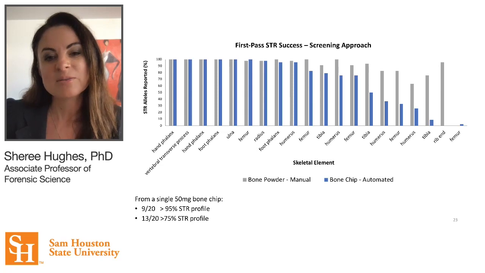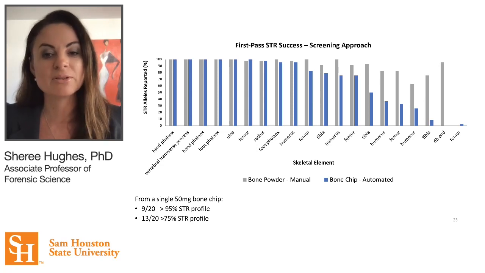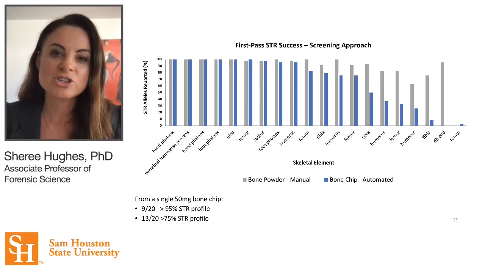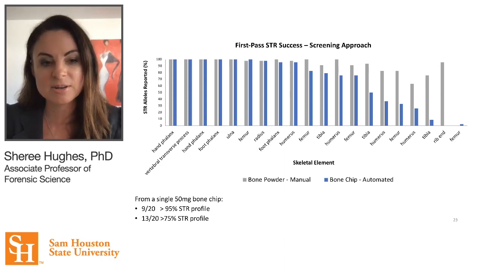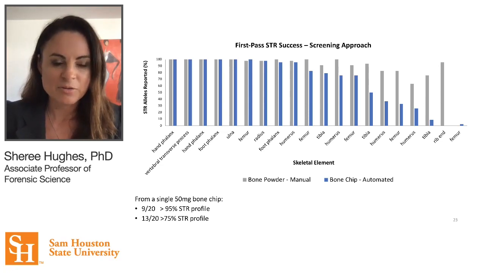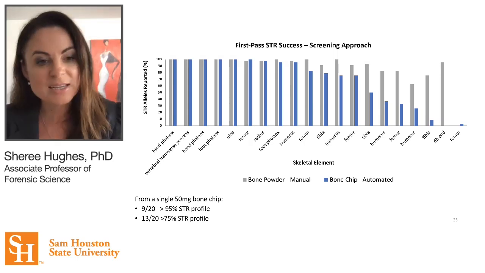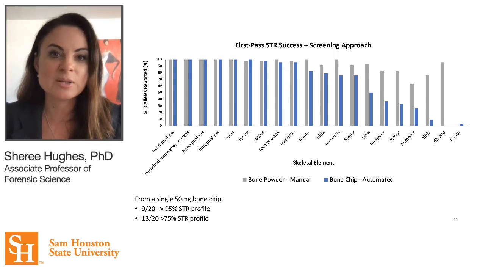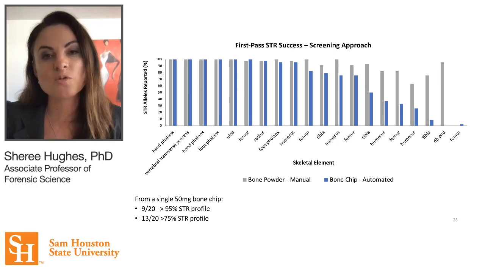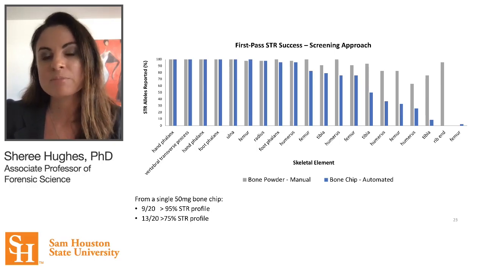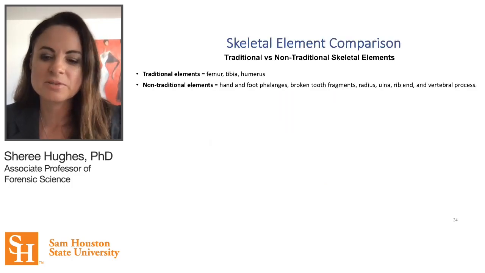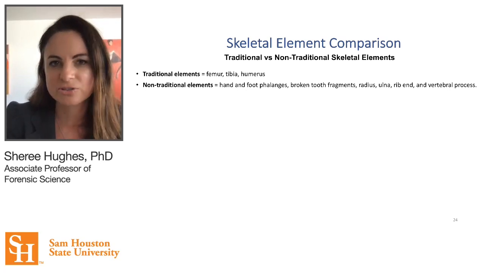However, when we wanted to look at what's the effectiveness of a very quick screening method using a chip, we found that just under a half of the samples we tested were generating more than 95% complete profiles from the chip alone on the Automate Express, and just over half, so 13 out of the 20, were generating more than 75% complete STR profiles. So we thought this method, the advantage of being able to avoid the powdering, was providing a very quick and easy screening tool, essentially.